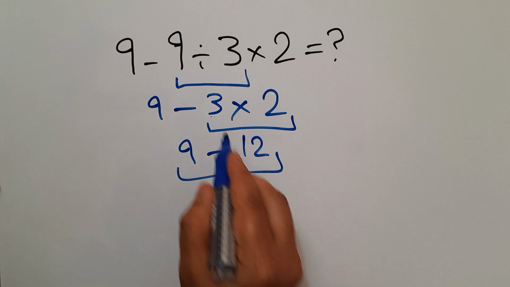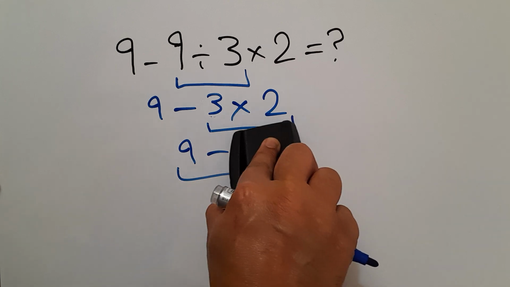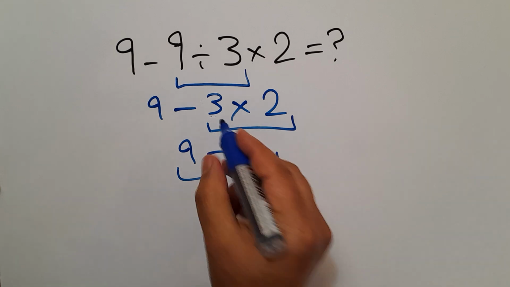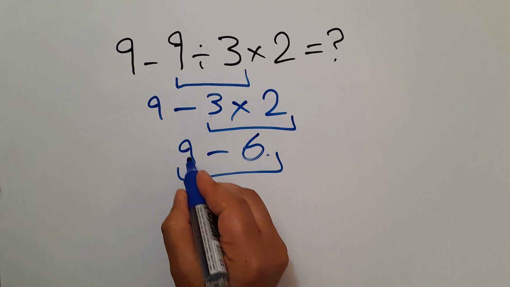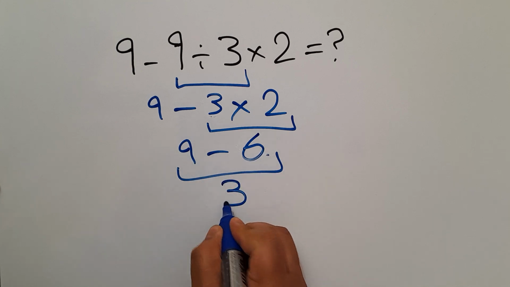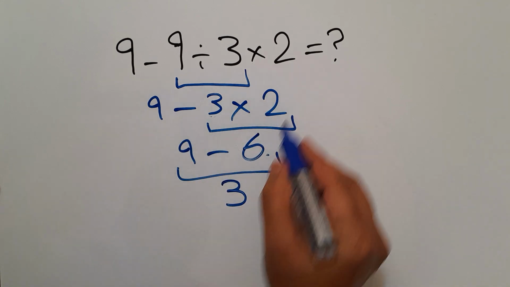3 times 2 equals 6, and 9 minus 6 equals 3. So our final answer to this problem is 3.